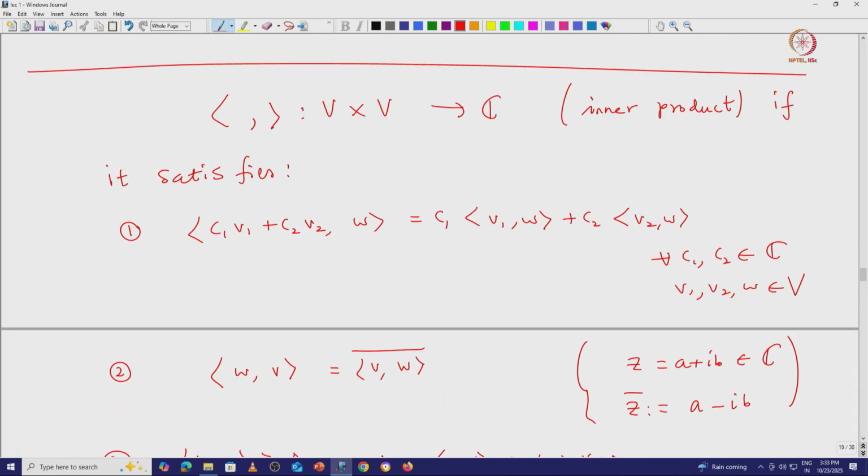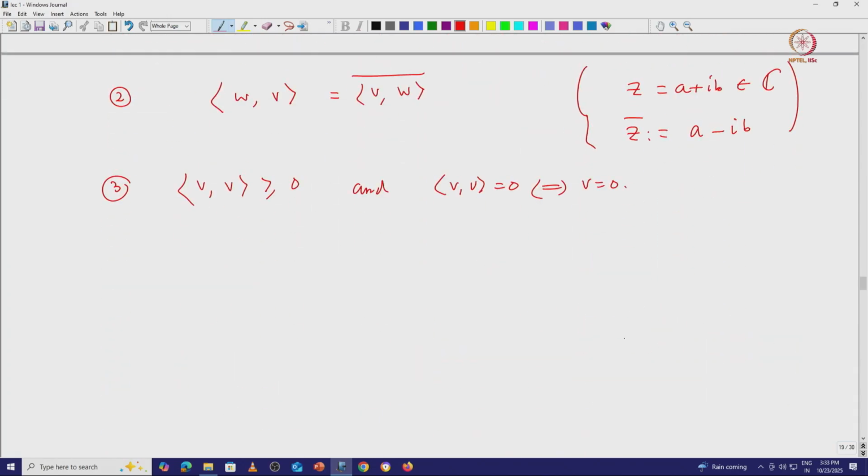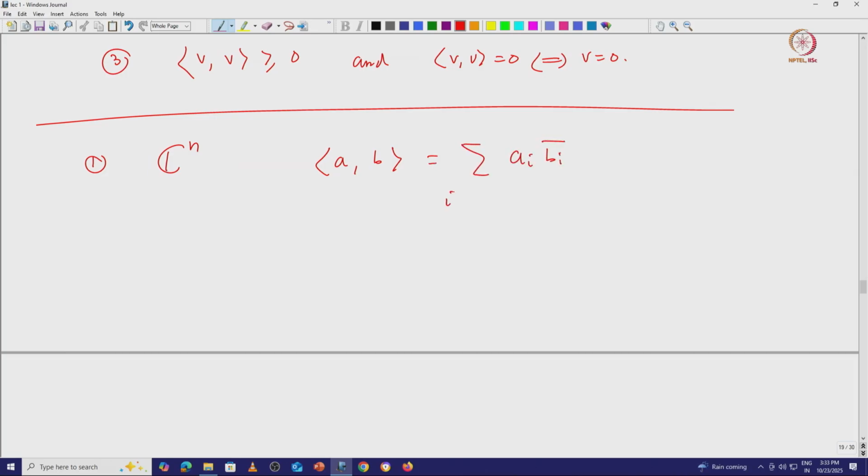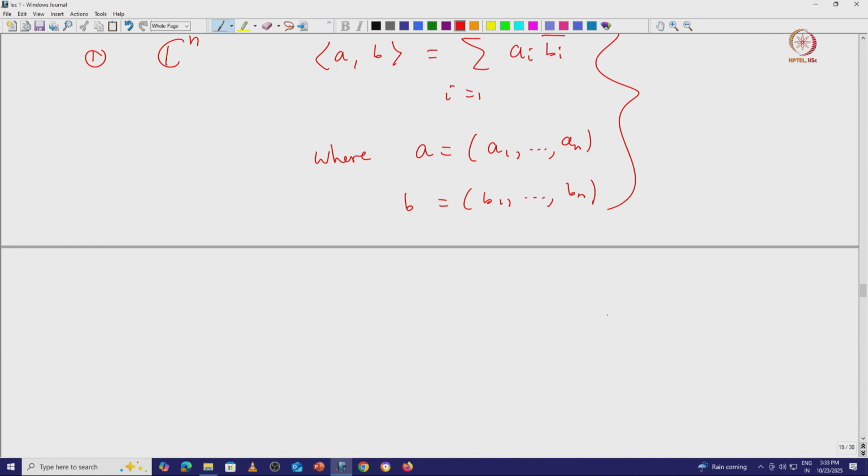So, an inner product is a map satisfying these three conditions, and there are some natural standard examples which come from the standard inner product on Cn. You can take Cn and define the standard inner product between a and b to be the summation of a_i b_i bar, i ranging from 1 to n, where a is the vector a1 through an and b is the vector b1 through bn. It is an easy exercise to verify that this is indeed an inner product.